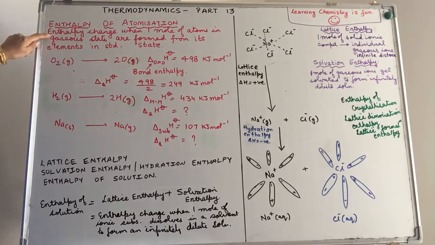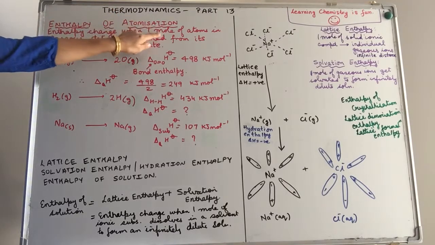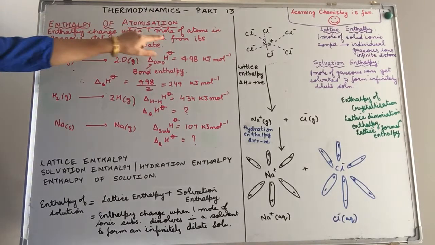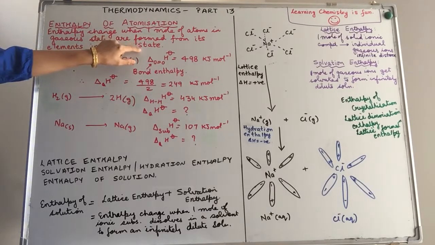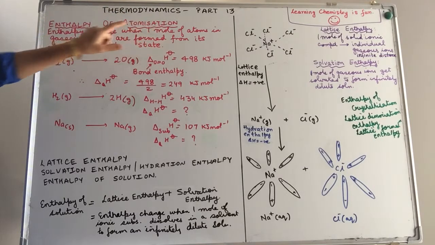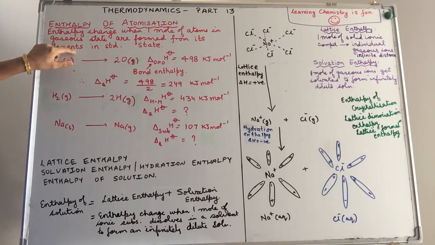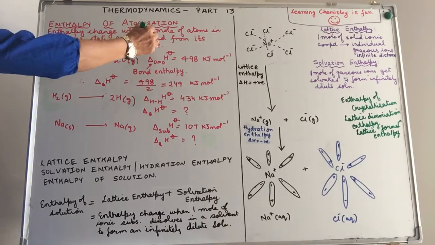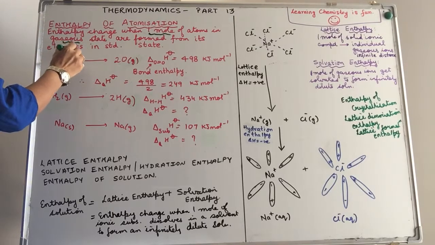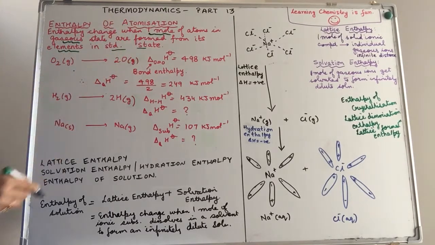So when you are talking about the enthalpy change, when 1 mole of atoms are formed, and in what form are they formed? In the gaseous state from its elements in their standard state. Whatever enthalpy change takes place in the formation of 1 mole of atoms in the gaseous state from the elements in the standard state is what we call the enthalpy of atomization. So the terms to be stressed here are 1 mole of atoms, gaseous state, and formed from the elements in the standard state.